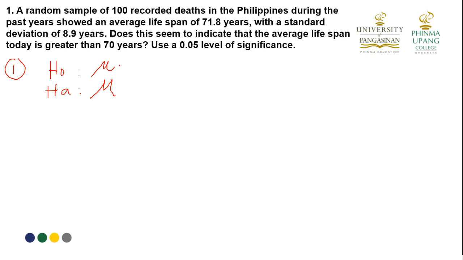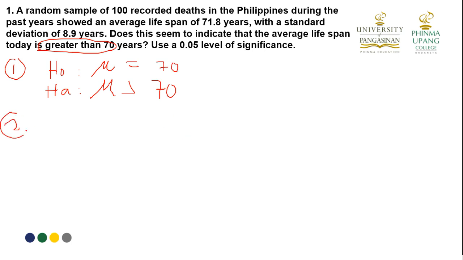Is there an indicator there? Yes, this is the word greater than. So meaning to say our HA is greater than, so mu is greater than 70. That is our HA. For HO, it is always equal. To be safe, always use the equal.